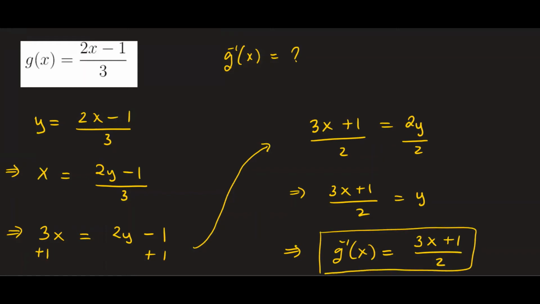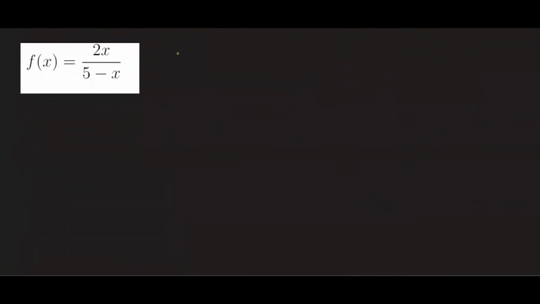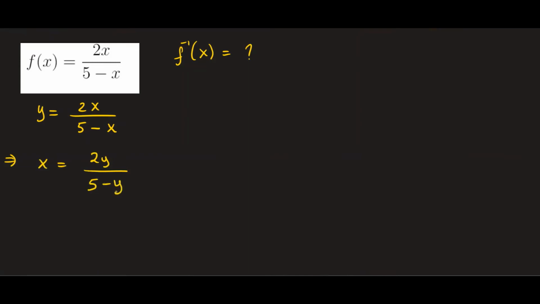Okay. Let's try another example. So here's another function, and we want to find what is f inverse of x for this given function. So we'll do the same thing. We'll call f of x is y is equal to 2x over (5 minus x). And then we change x and y. So we have now x is equal to 2y over (5 minus y). And next we start solving for y. So let's go ahead and multiply both sides by 5 minus y. So we have x times (5 minus y) is equal to 2y.